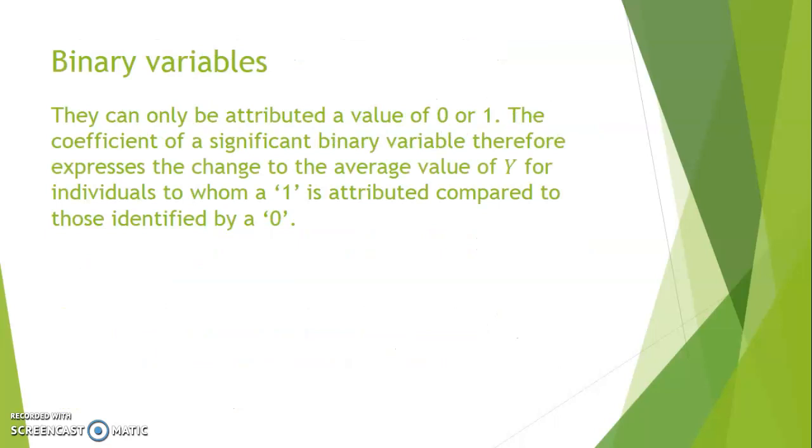There are variables that are non-quantitative that we'll also be able to interpret and use. Binary variables are variables to which we attribute values of 0 or 1. The coefficient of a significant binary variable expresses the change to the average value of y for those who have been attributed a value of 1 compared to those who receive a value of 0. 1 and 0 are basically success-failure situations.